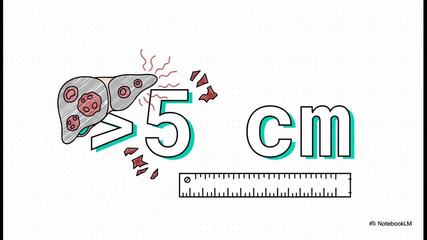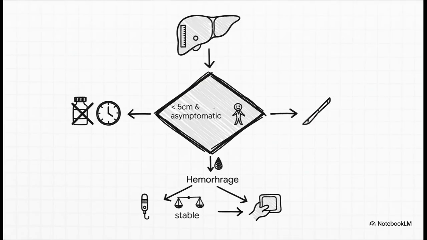For hepatic adenoma, the entire decision-making process really boils down to one magic number: 5 centimeters. This is the size cutoff that we care about, because once an adenoma gets bigger than this, the risk of it bleeding or even turning into a cancer goes way up. So the management follows a very clear algorithm. If the adenoma is small, less than 5 centimeters, and the patient has no symptoms, we simply stop the offending agent, like OCPs, and watch it. But if it's symptomatic, growing, or already bigger than 5 centimeters, then the answer is surgical resection.